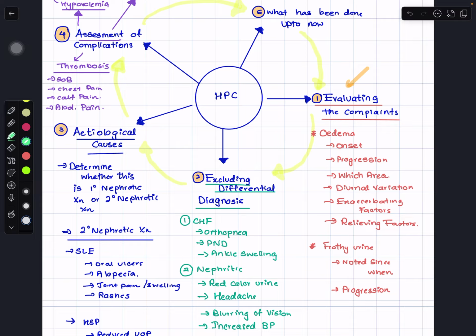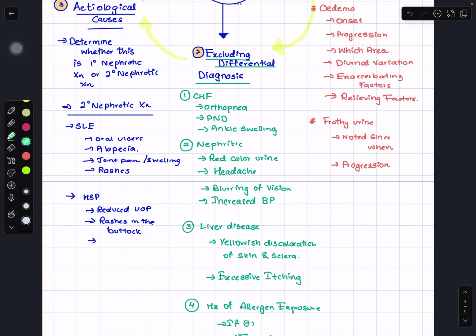And afterwards, if the patient complains of frothy urine, we have to ask since when the frothy urine started and then about the progression of frothy urine. So, with these principal complaints, we can come to various differential diagnoses.